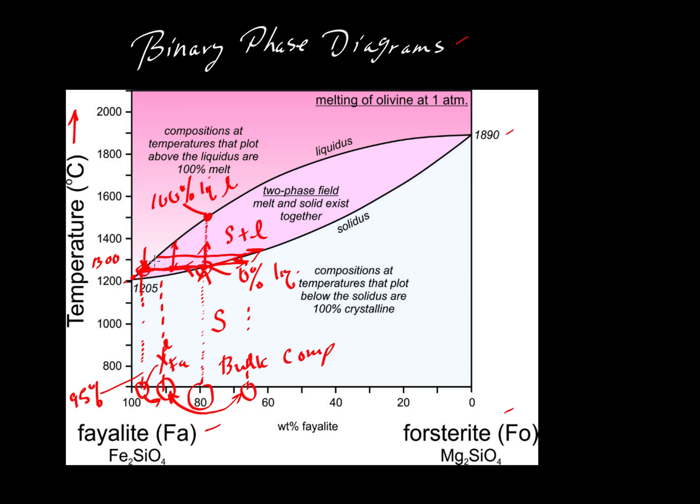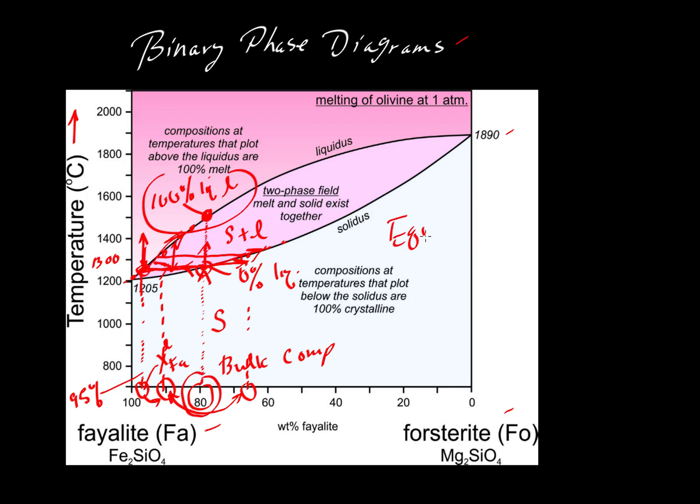The liquids are moving in a more magnesium-rich direction as we move upwards in temperature. The sum of those two vectors gives us this liquidus curve. So the liquids will migrate up this curve just as the solids migrate upwards on this curve. And then when the liquids finally reach this point here, the liquids will have the same composition as the solids that we started with.